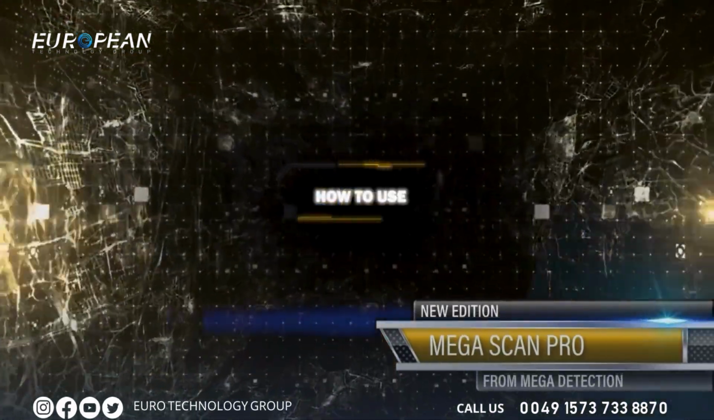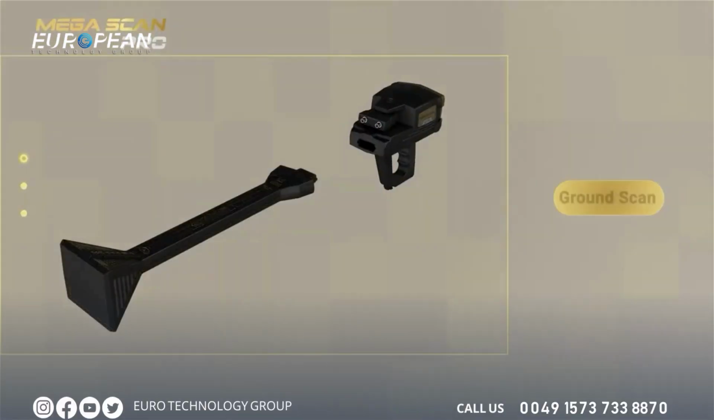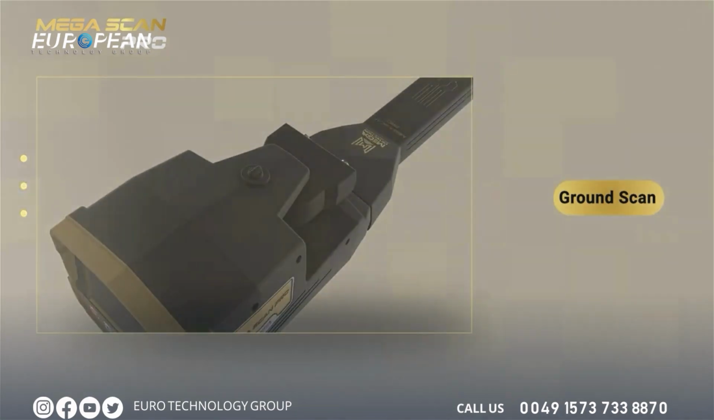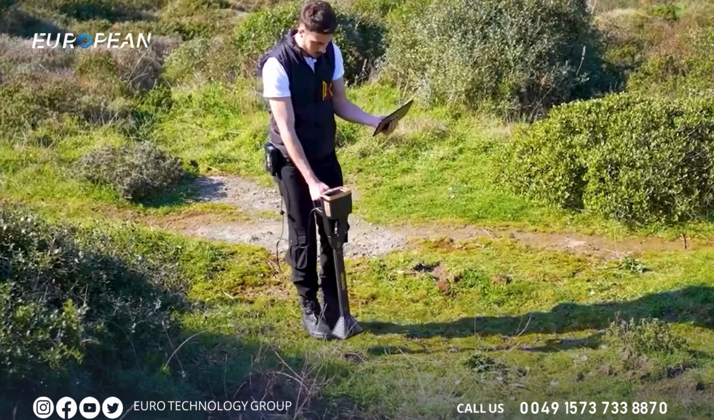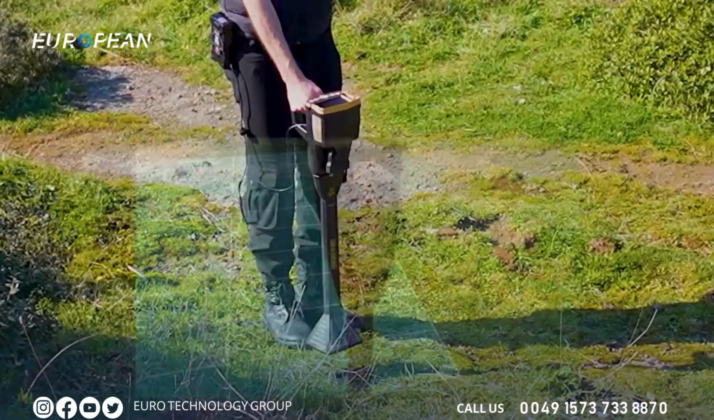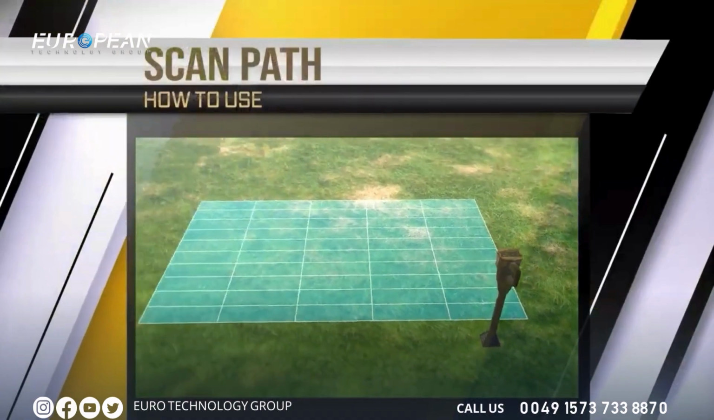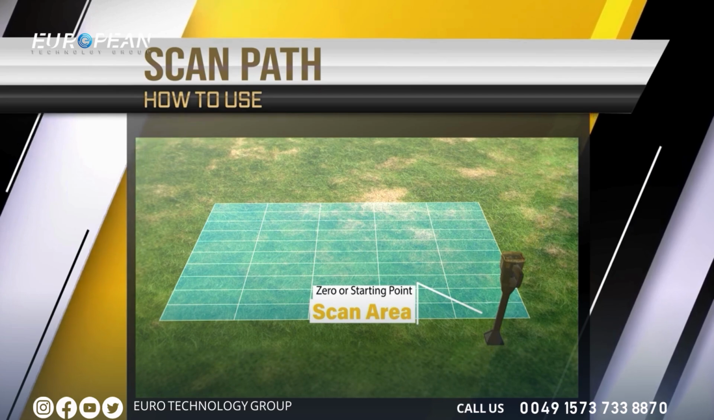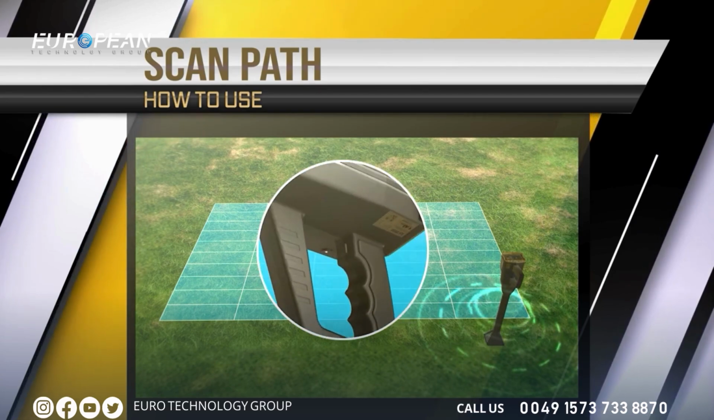How to use. After the setup is complete, make sure the device is fully and correctly assembled. Hold the device in the following manner, and make sure that you're holding the device fixed to your body without moving. Then stand on the 0 or starting point in the scanning area and press the Start button, located under the handle of the device.